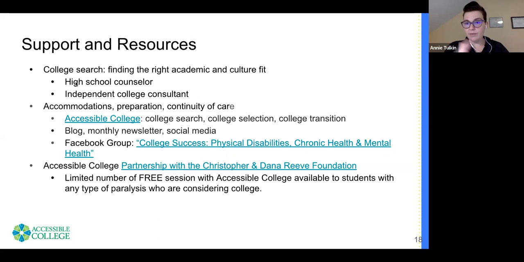I provide a lot of support and resources, but I also connect people with other people if I'm not the right person. So just generally, the kinds of things that you have available at your disposal, your high school counselor or an independent college consultant might be able to help you find the right academic fit for the student in college, the right culture fit. There are independent college consultants who support students specifically with learning disabilities, ADD, autism. So you can always connect with me and I'll put my information up and I can point you to some of those people.